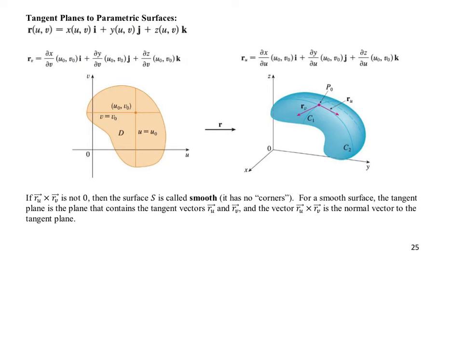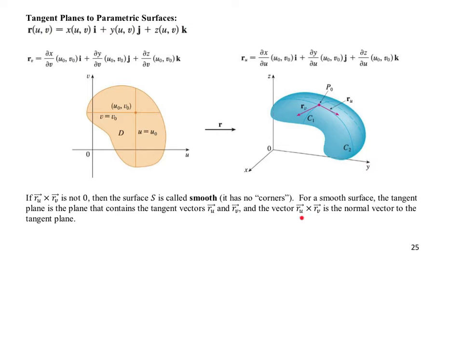If the cross product between the partial derivatives r sub u and r sub v is not zero, the surface is considered smooth. In other words, thinking back to single variable calculus, we do not have any cusps or sharp corners, and so we have a smooth surface. The tangent plane is the plane that contains the vectors r sub u and r sub v. That's what I just stated, and I gave a quick visual based on your notes as well as the background for it.